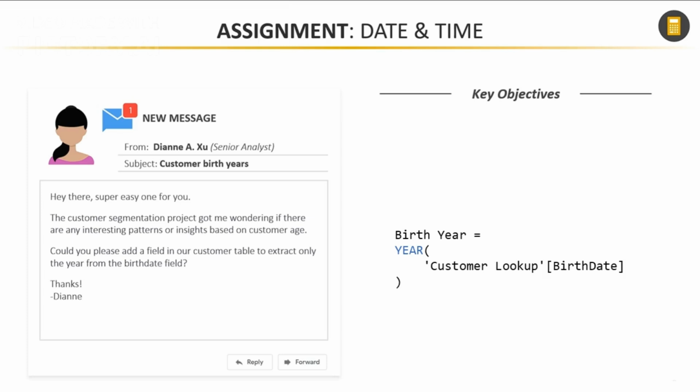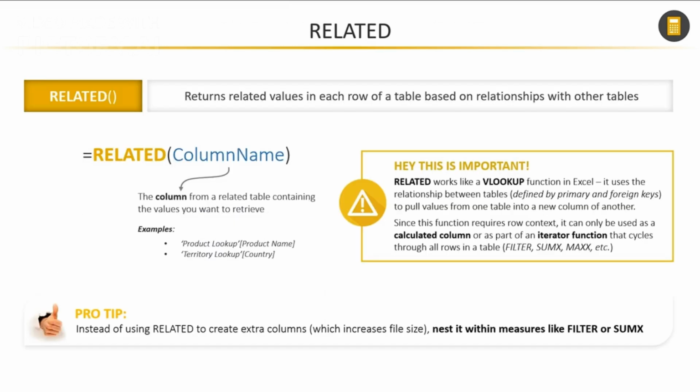For your assignment, use the year function to extract the birth year from the customer birth date. This will help in analyzing customer age groups. The related function returns related values in each row of a table based on relationships with other tables. It's similar to VLOOKUP in Excel but works with relational data in Power BI.